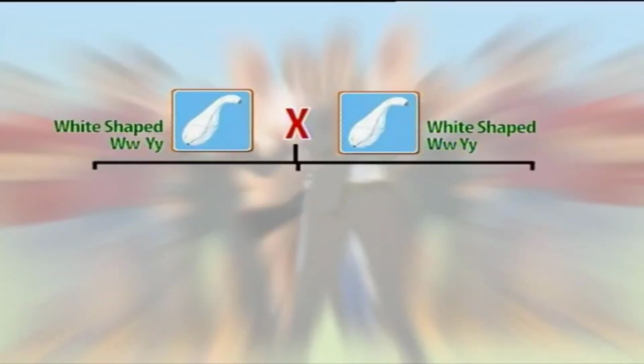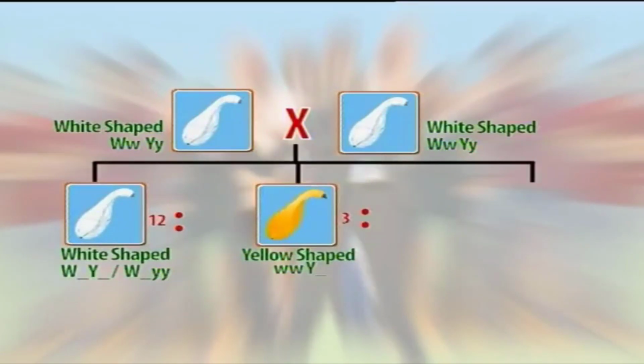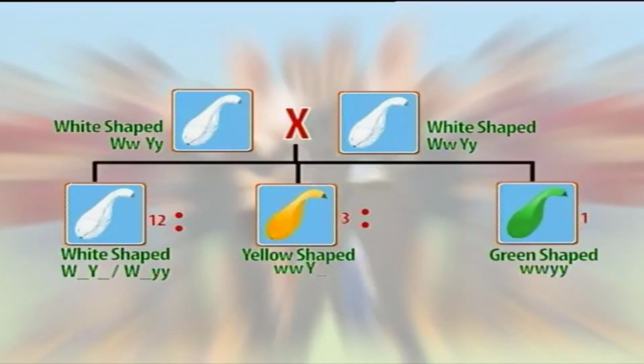Therefore, if two white-colored double heterozygotes are crossed, an interesting phenotypic ratio occurs because of this type of epistasis. Of the 16 offspring, 12 are white, 3 are yellow, while 1 is green. A ratio of 12:3:1 occurs.